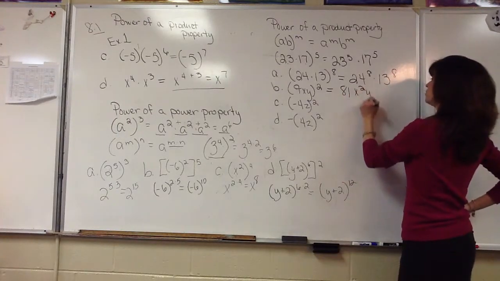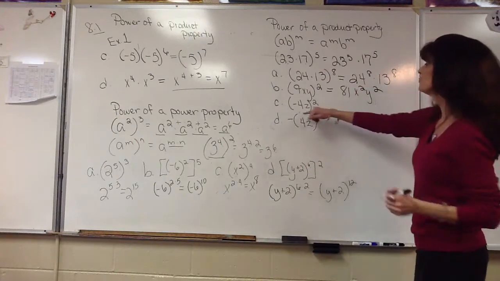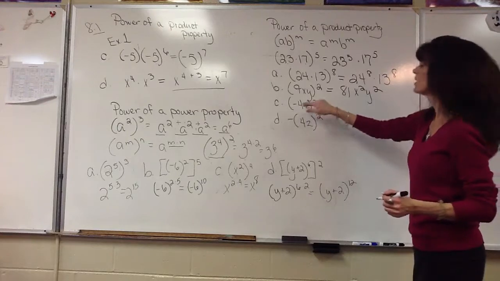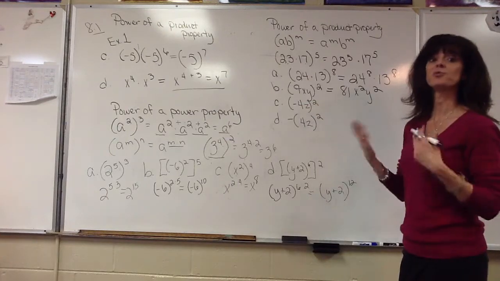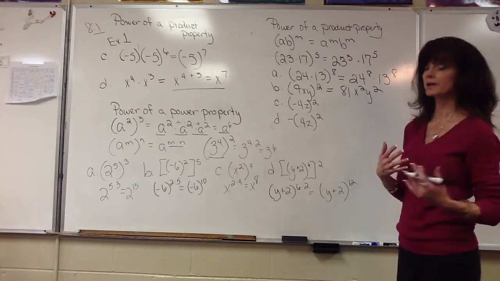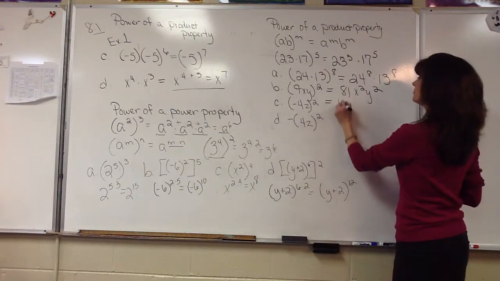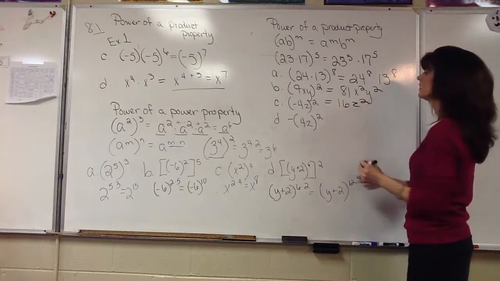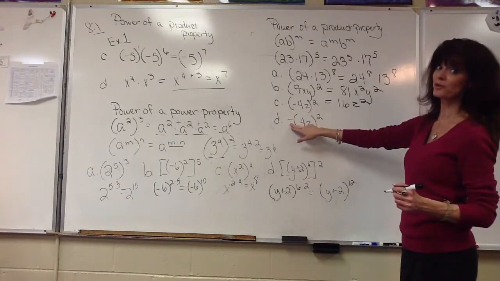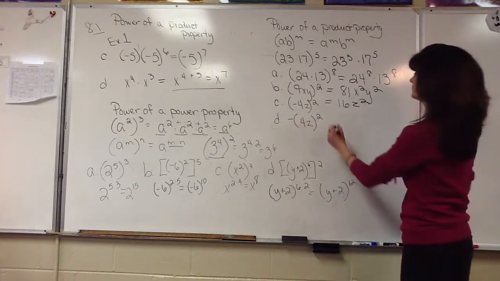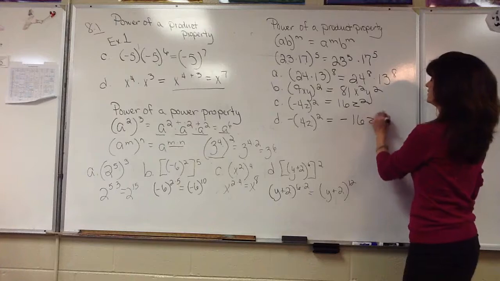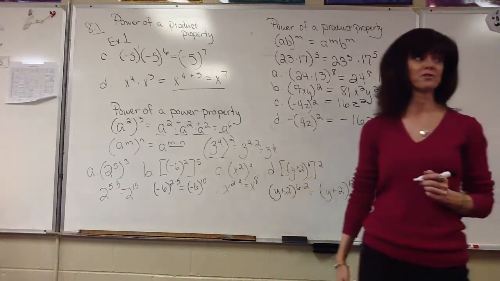x squared, y squared. Now notice with Z, we have -4z squared. Because the negative's in the parentheses, we're squaring it as well. And what happens when I square a negative number? It becomes positive. So that will become positive 16z squared. Now with this one, the difference is our negative is outside the parentheses. So we're not squaring the negative. So we're going to keep that negative and then square everything in the parentheses. So that's the difference between the two.